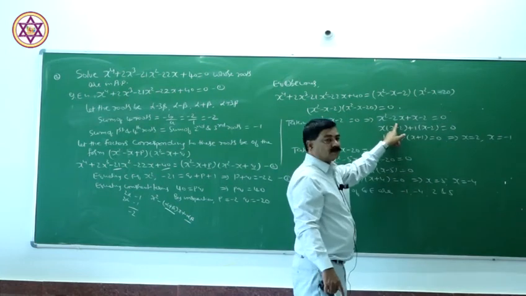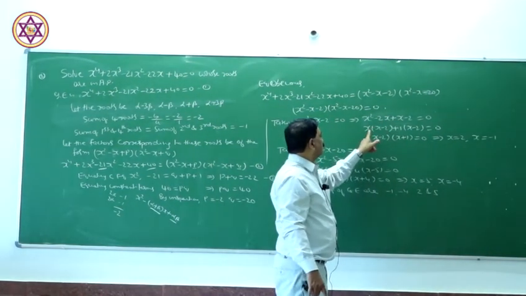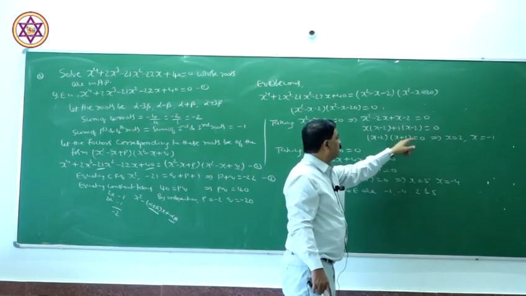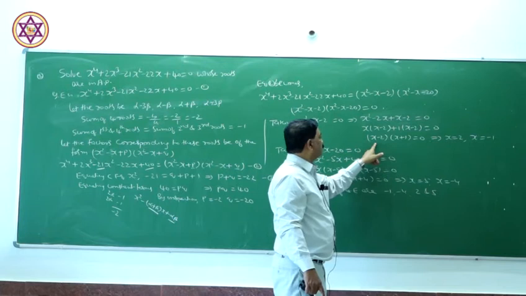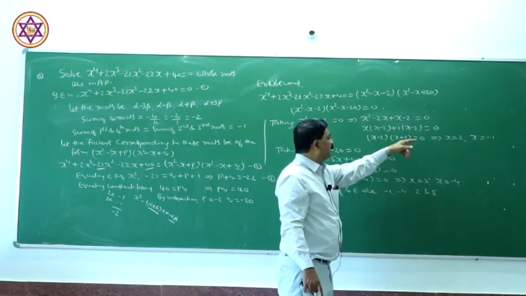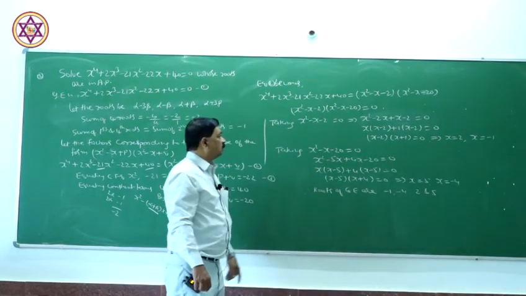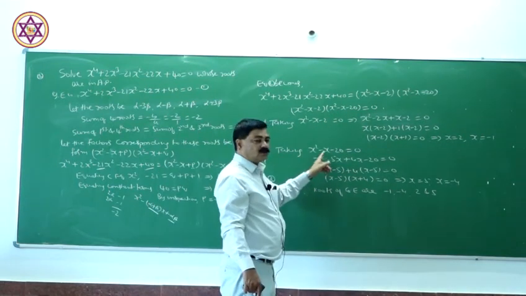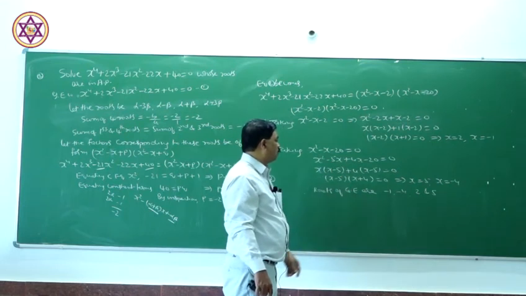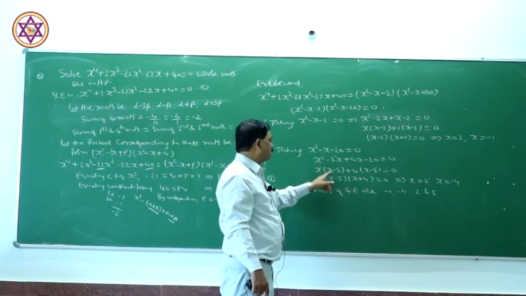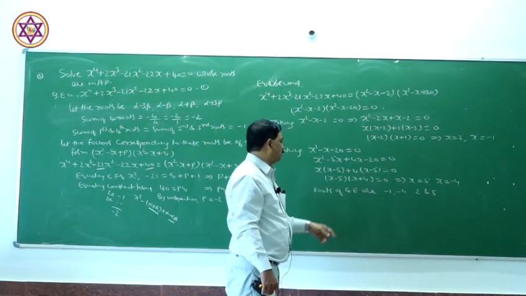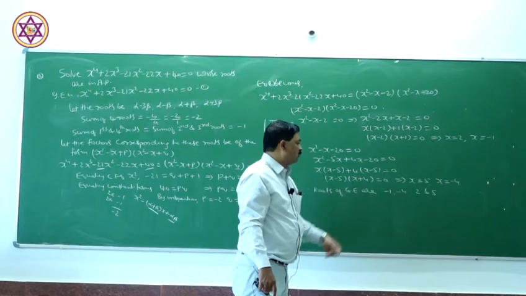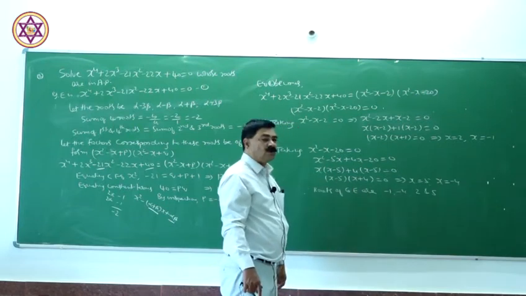Minus x can be written as minus 2x plus x. Taking x common, x of (x minus 2), taking 1 common, (x minus 2). Taking x minus 2 common, we get x plus 1. So x is equal to 2, x is equal to minus 1. Taking x squared minus x minus 20 equal to 0, minus 20 can be written as minus 5x plus 4x. Taking x common, x minus 5, and taking 4 common, x minus 5. Again from these two terms, taking x minus 5 common, x plus 4 is equal to 0, so x is equal to 5, x is equal to minus 4.